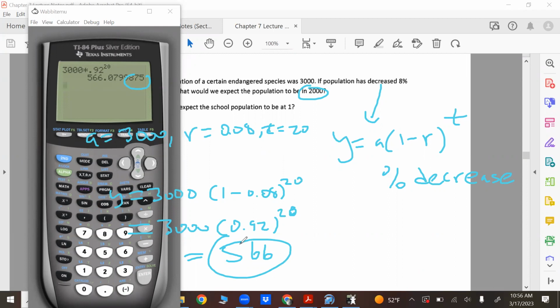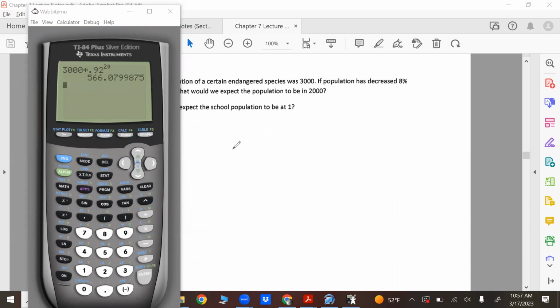So after 20 years, it drops down to 5 or 6. Now, even more morbid, when there's only 1 left of this species. It's not supposed to say school population; we're not talking about humans, we're talking about just the species. That's a typo. I forgot to change that. Let's find out. So 1 equals definitely more than 20 years for sure, because in 20 years, it dropped to 566. We want the population down to 1. So how much longer will it take to get down to 1?